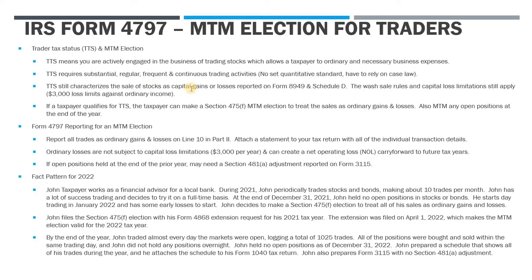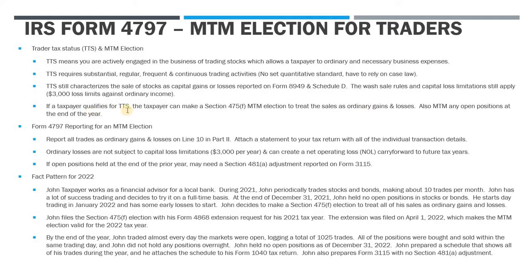It allows you to claim ordinary and necessary business expenses, so to deduct those expenses under Section 162 of the tax code, rather than as an itemized deduction, right? So in order to qualify for TTS, you have to have substantial, regular, frequent, and continuous trading. There is no set quantitative standard, right? So it's not a set in stone number of trading days per year, or number of trades. We really just have to rely on case law in this space when the IRS has challenged a taxpayer's position.